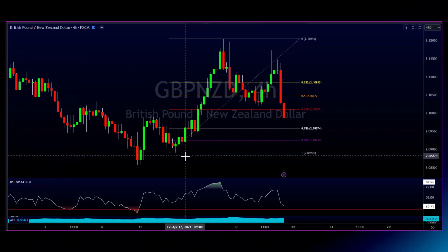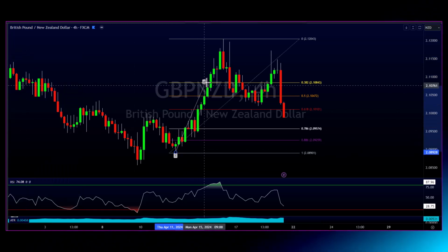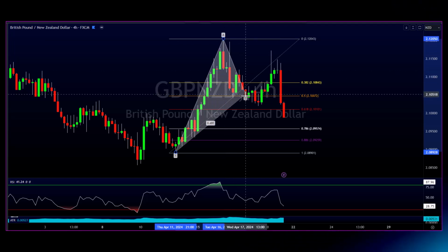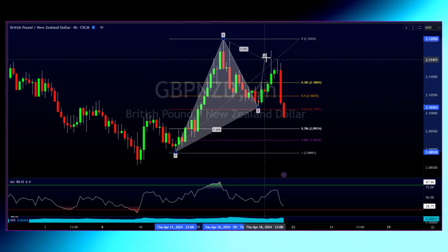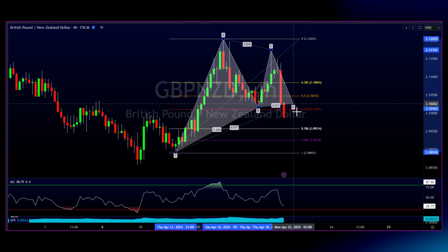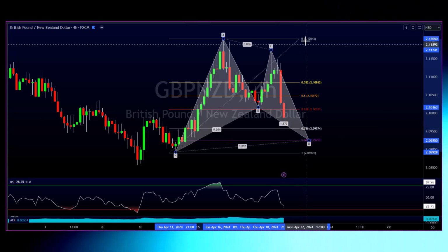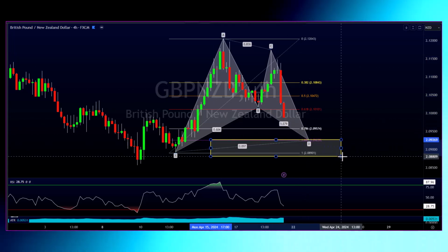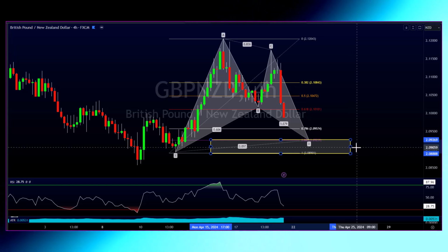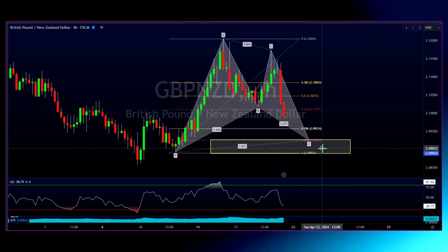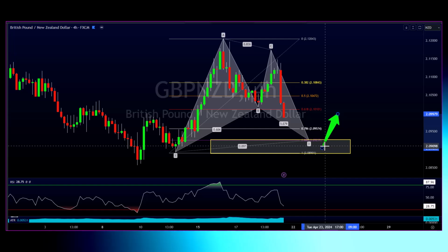So it's another advanced pattern formation. This one's going to be called a bat pattern, where this first swing is going to be my X to A, this first retracement my A to B, this failed extension my B to C. And now if price comes down to our 886, this zone right here, then that is going to be the point where I'm looking for buys here in the market. So Pound New Zealand 4-hour, potential bullish bat pattern.